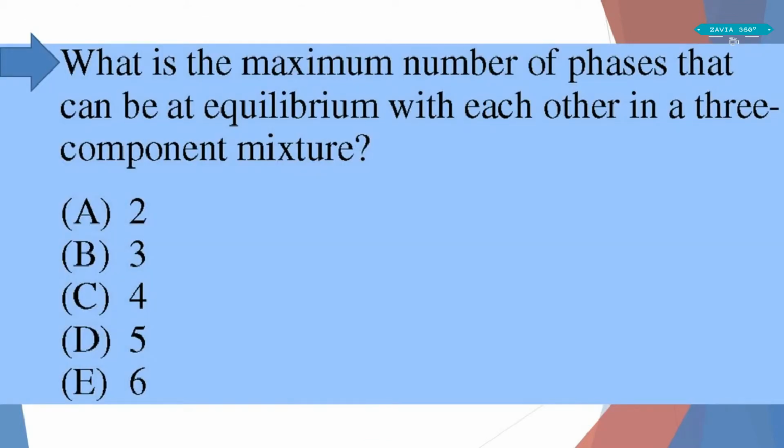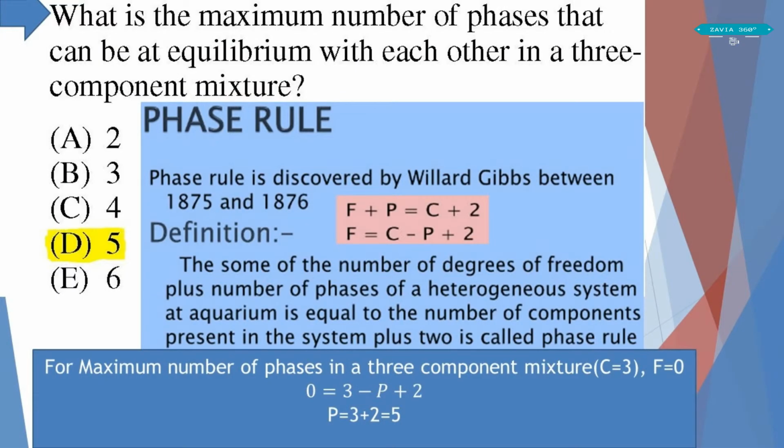What is the maximum number of phases that can be at equilibrium with each other in a 3-component mixture? The phase rule was discovered by Willard Gibbs. Definition: the sum of the number of degrees of freedom plus the number of phases of a heterogeneous system at equilibrium is equal to the number of components present in the system plus 2; this is called the phase rule. C is the number of components of the mixture, F is the number of degrees of freedom, and P is the number of phases.